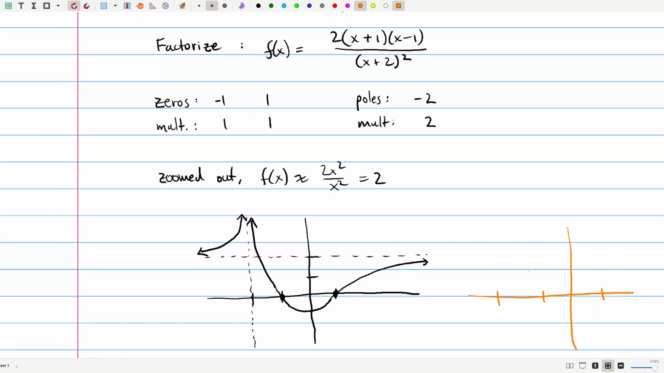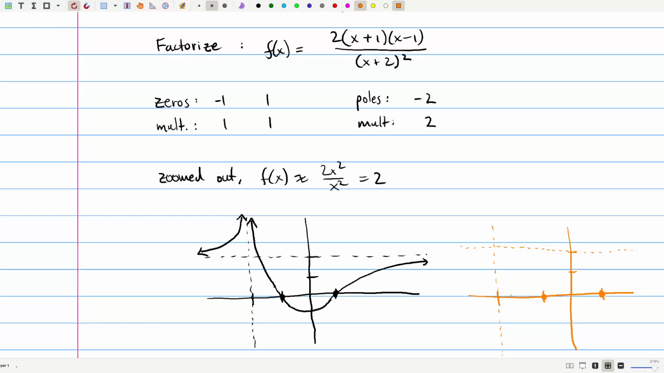I've got zeros at -1 and 1. I've got a vertical asymptote at -2. I have a horizontal asymptote at 2. And I know it's a horizontal asymptote because that's what happens when you get a constant. And also, when we zoom really far out, it looks like a line. So that means that it must come up to that line and converge to it.